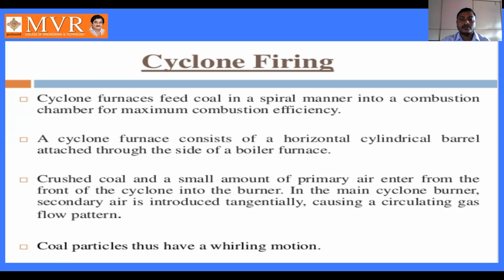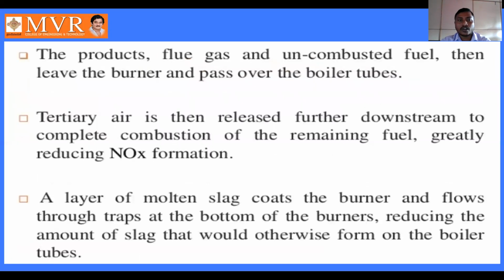In the main cyclone burner, secondary air is introduced tangentially, causing a circulating gas flow pattern. The primary air enters for completing the combustion, and the secondary air is introduced in a tangential way for circulating the gas flow pattern. Coal particles thus have a whirling motion. This is how cyclone firing works.